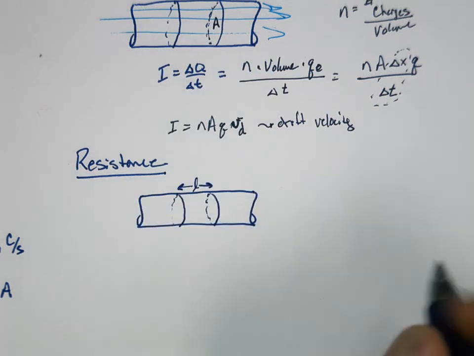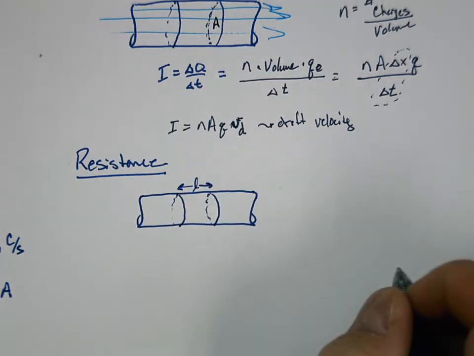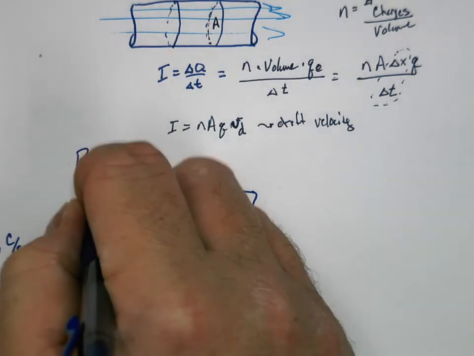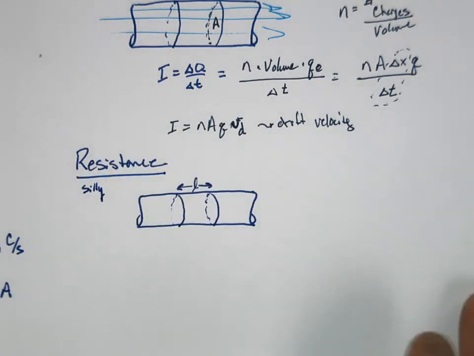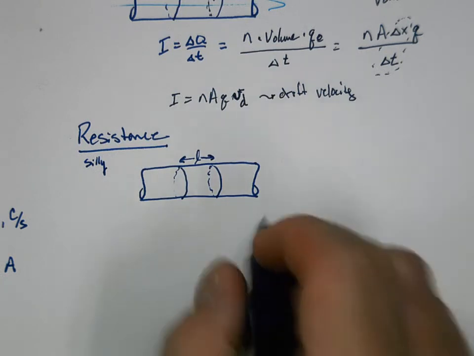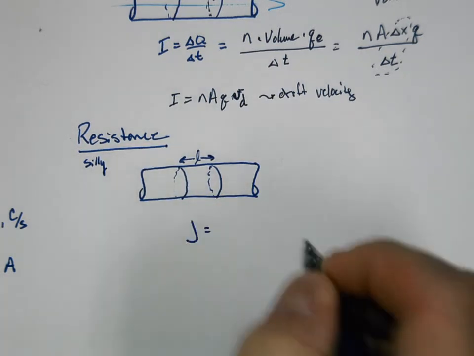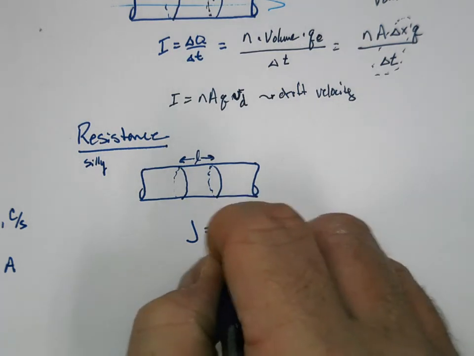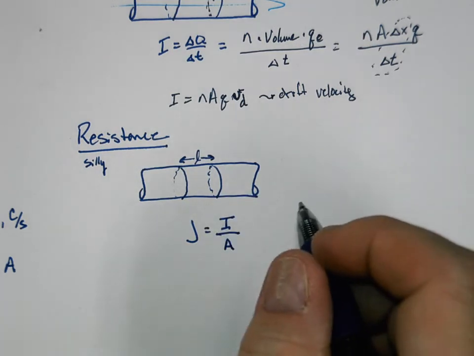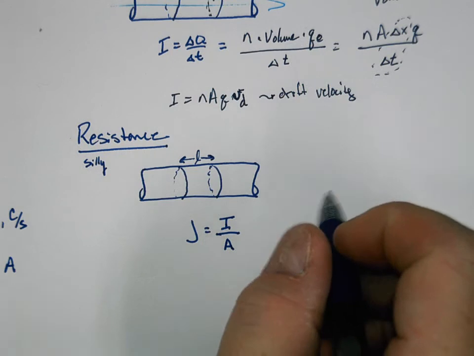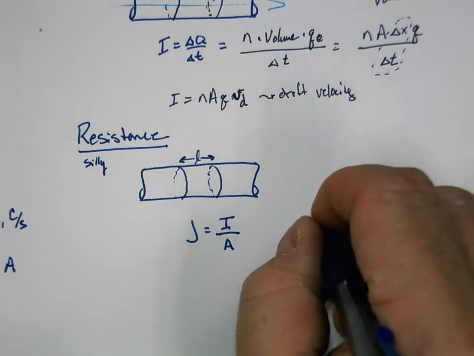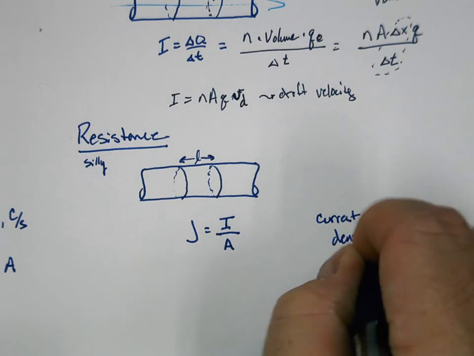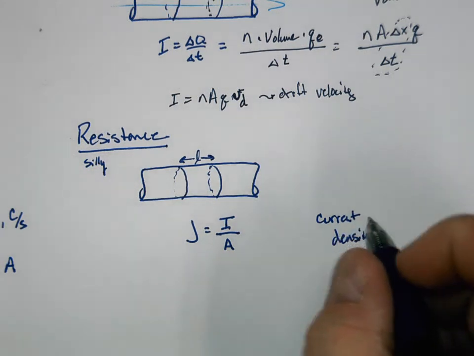Okay, we have a length here. I'm going to give you guys J. This is the silly way of defining resistance, by the way. We moved on to resistance. We have J, which equals our current divided by our area. Okay, and this is called our current density. I don't know why it's J. But we know it's our current.